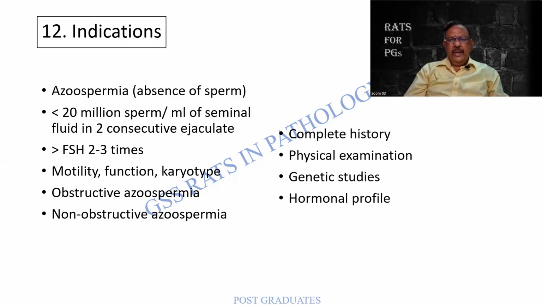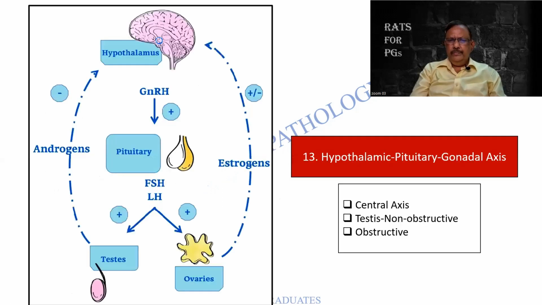And in any case of infertility, there are certain things for which we will need the details: a complete history, a physical examination, genetic studies, and hormonal profile. It is a total network, and anything wrong anywhere can lead to a loss of the ultimate product. This is a repetition of the same.